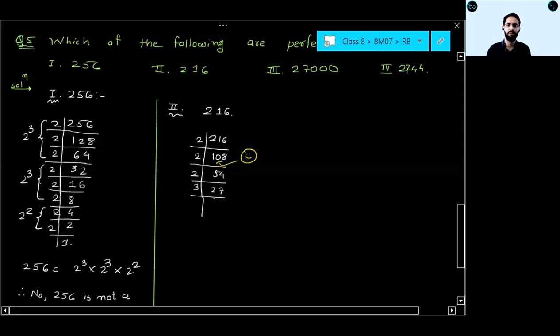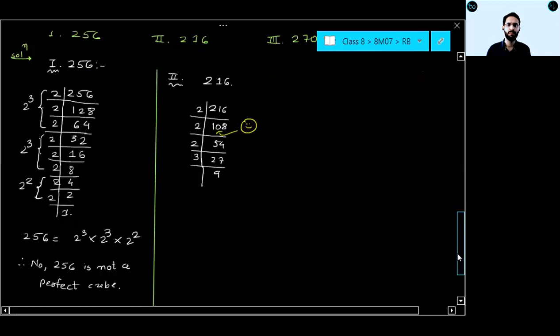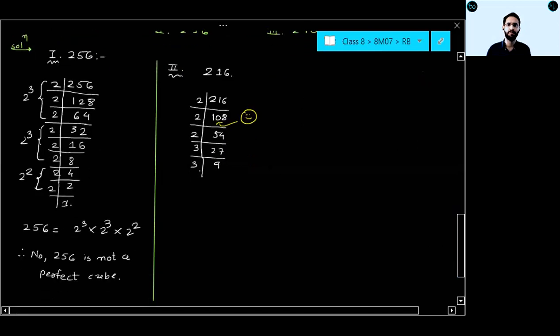9 divided by 3, 3. And 3 threes are 1. So this is 2 cube. This is 3 cube.